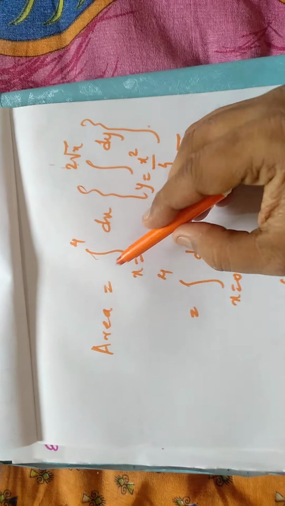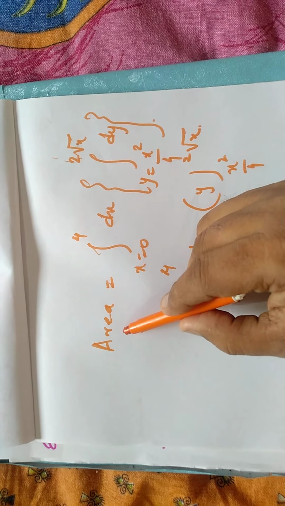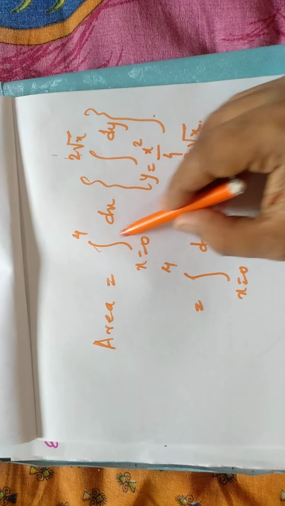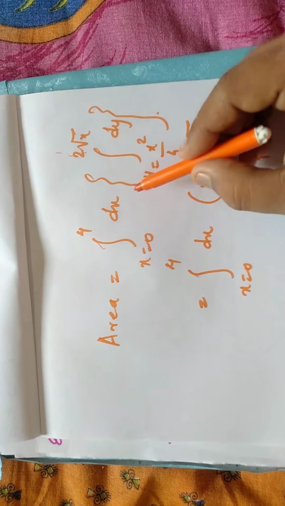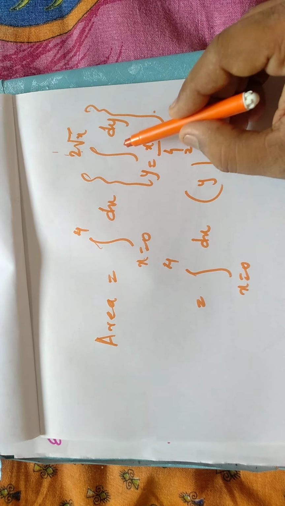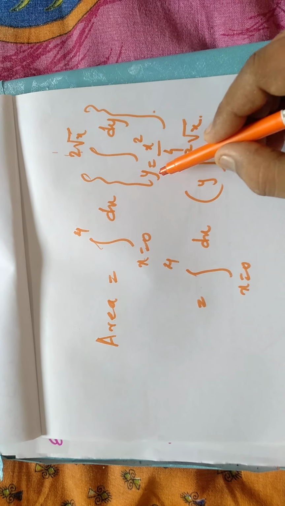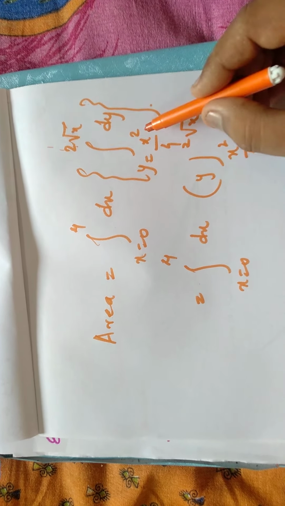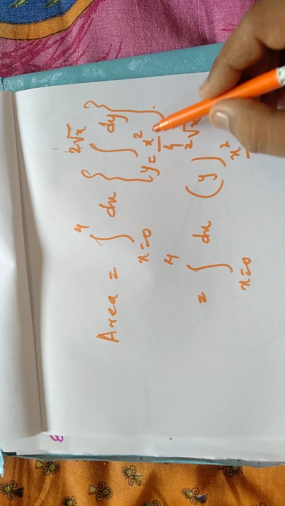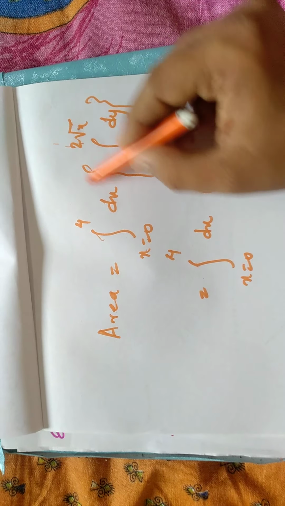Okay, students, we'll continue where we left off in our last video. So this is our area with the limit of x from 0 to 4, dx. I am taking dx outside because with respect to y we can treat it as a constant, and the inner integral is with respect to y, and the limit of y is x square by 4 to 2 root x. Correct? This is our inner integral.